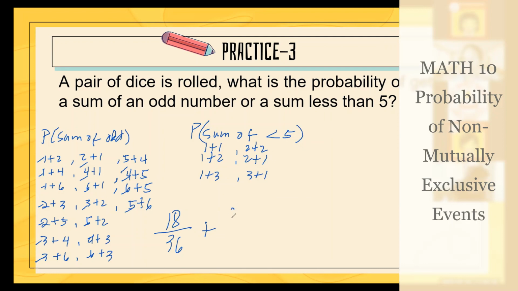Plus, sum of less than 5. Only 6. Hindi pwede ang 1 plus 4. That's exactly 5. Dapat less than 5 yung sum. Hindi pwede ang 2 plus 3 din. Okay. 6 lang, no?